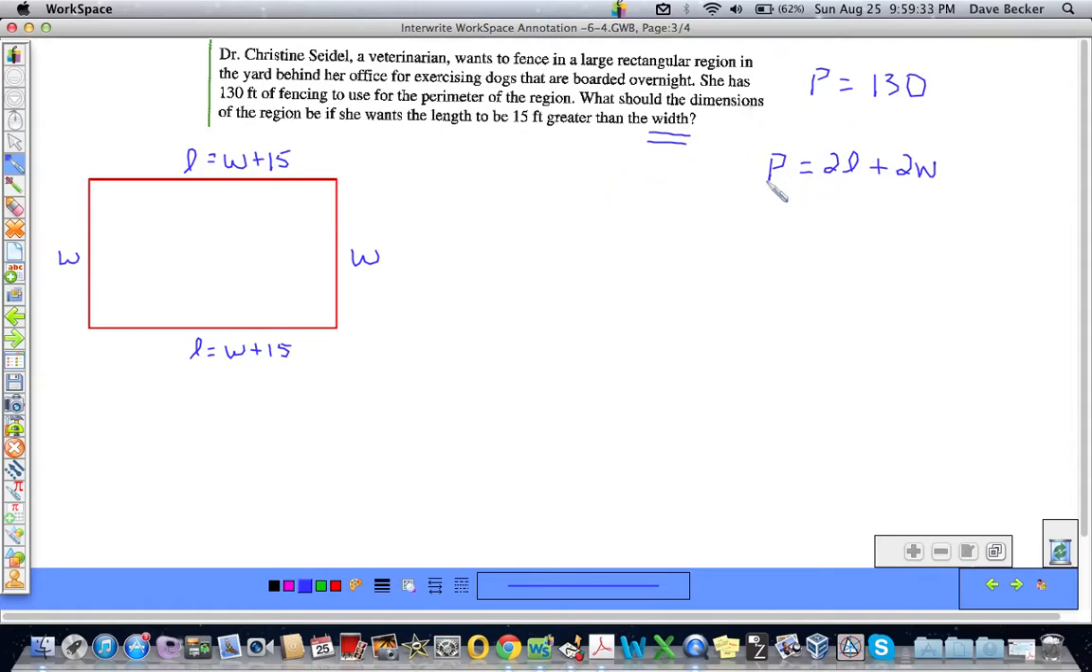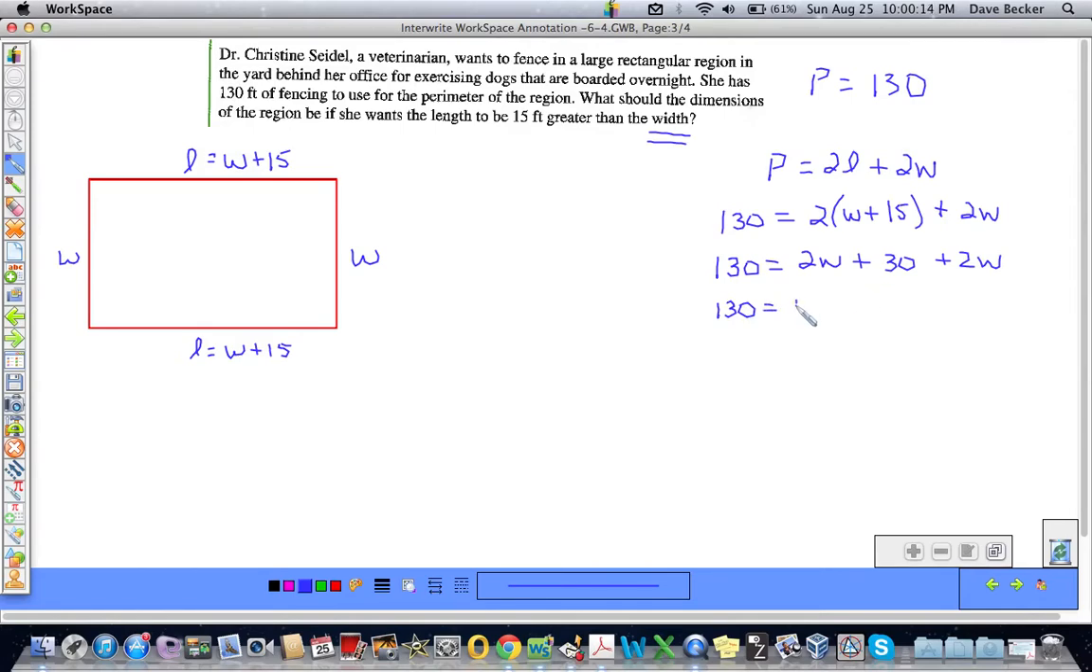And now I just need to substitute. P equals 130, so I'm going to replace P with 130 equals 2 times L. Now I'm not going to put L, I'm going to keep it in terms of W. Since L equals W plus 15, I am going to substitute W plus 15 for L, plus 2W, which is cool because now my only variable is W. 130 equals, distributive property, 2 times W, 2W, 2 times 15, 30. Don't forget about this lonely 2W over here. So now I have 130 equals 4W plus 30.